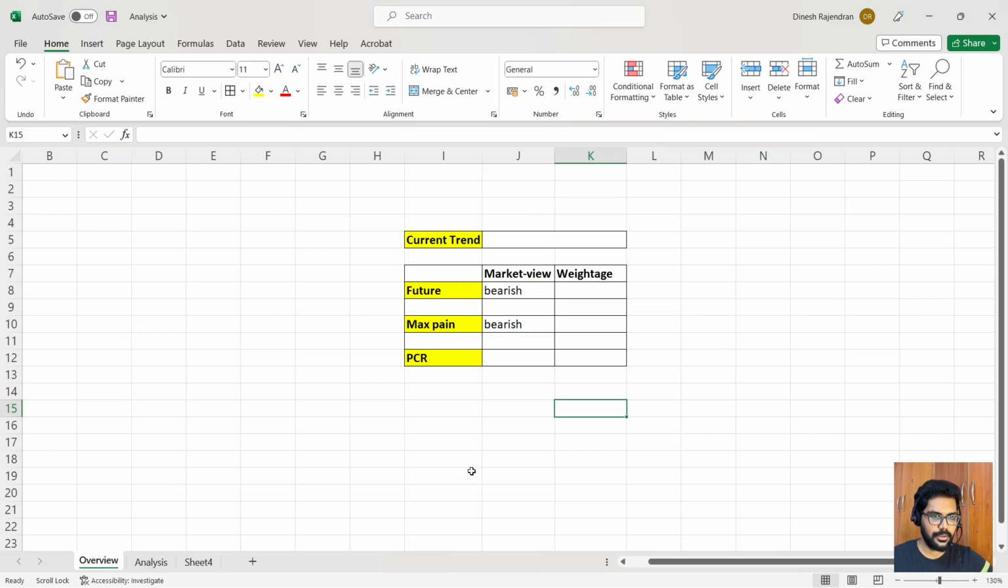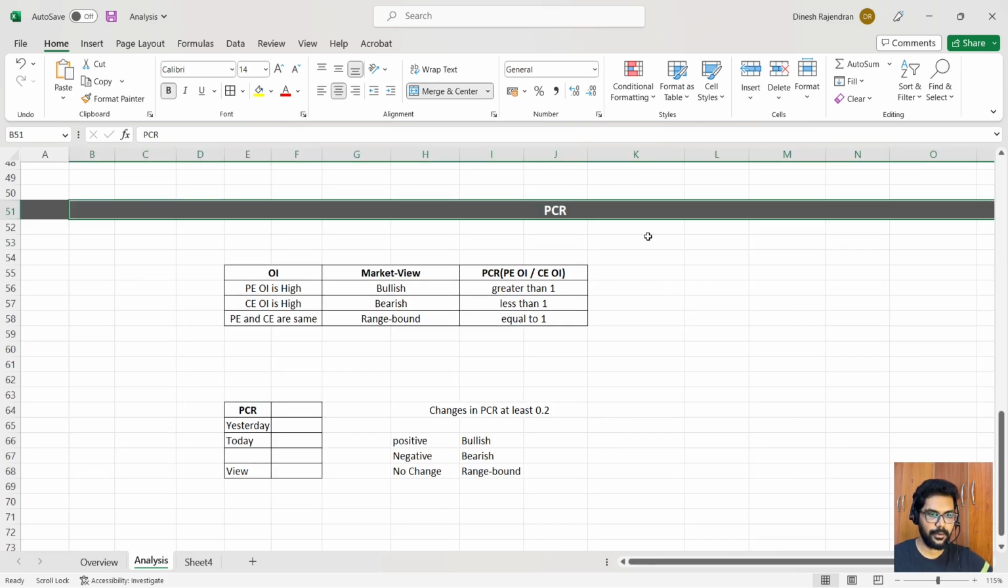Okay, now we'll see PCR. PCR is the put call ratio. It's nothing but put open interest divided by call open interest. Here you can see the table. If the put open interest is high, then the market is bullish. If the PCR is greater than 1, then also the market is bullish. And if the call open interest is high, then the market is bearish. If the PCR is less than 1, then the market is bearish.